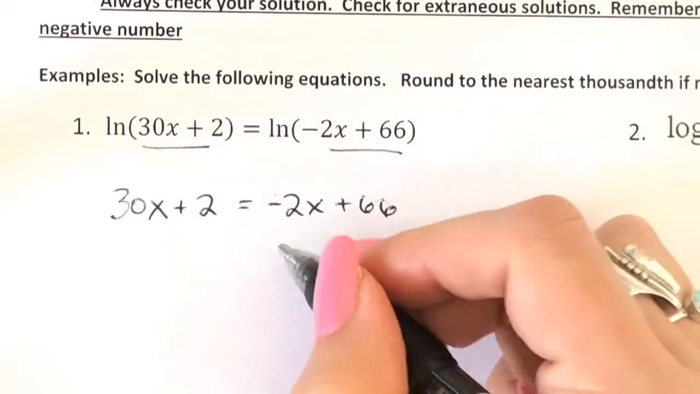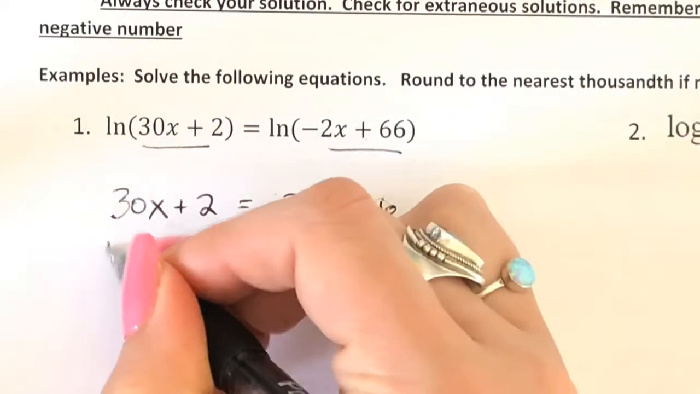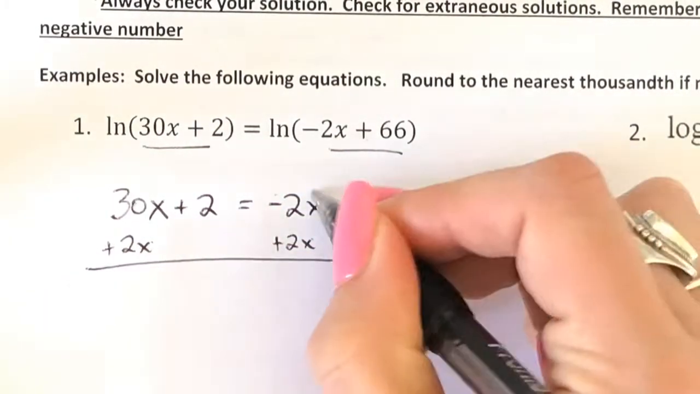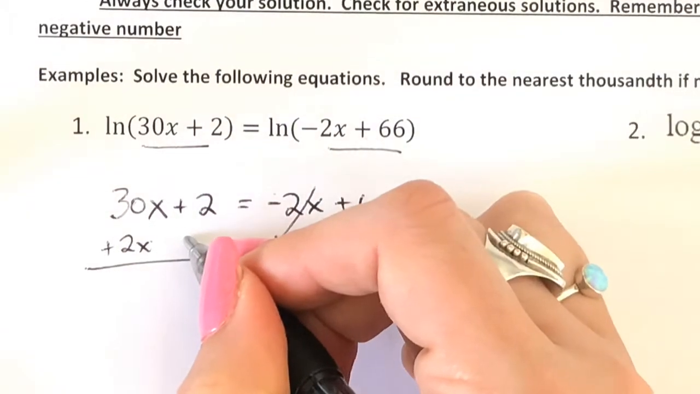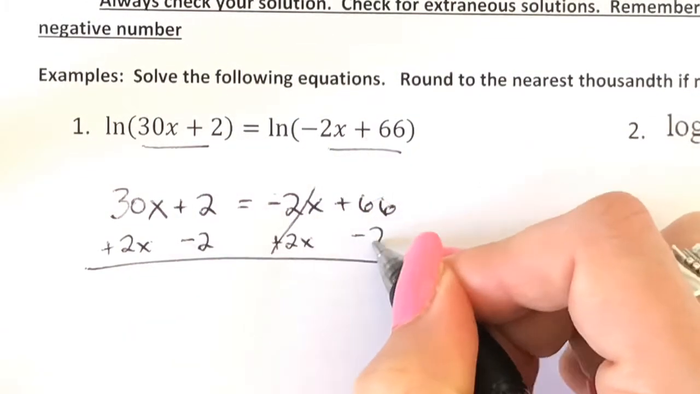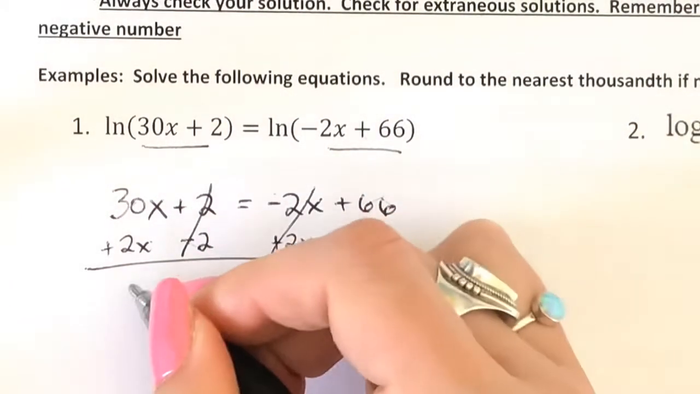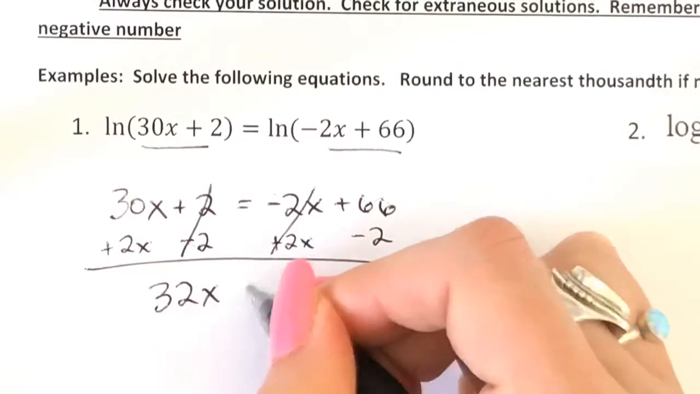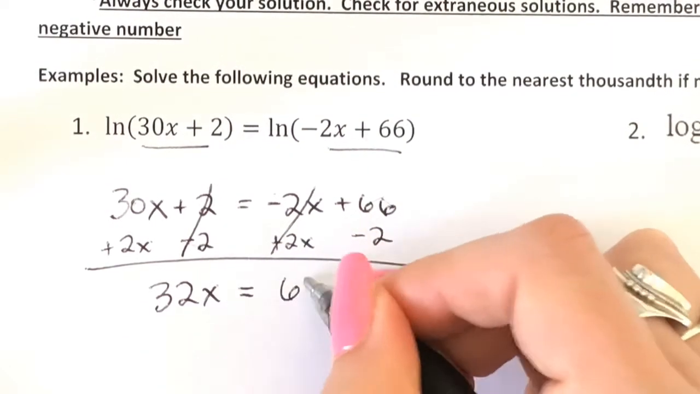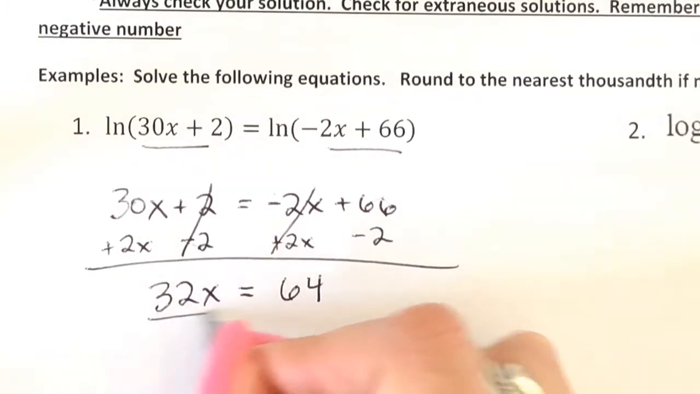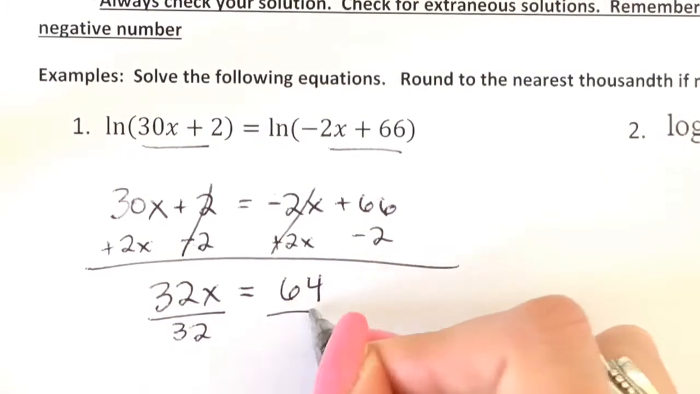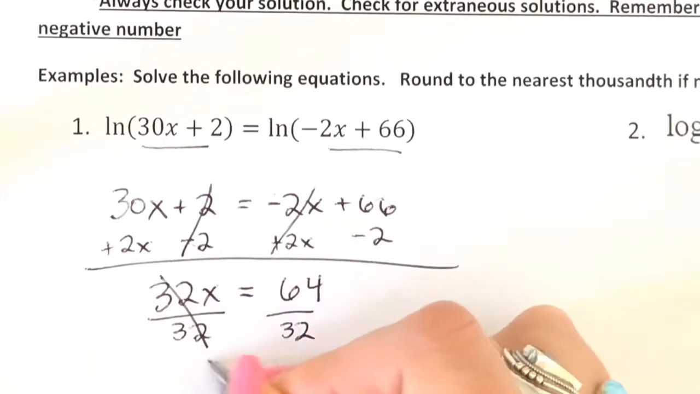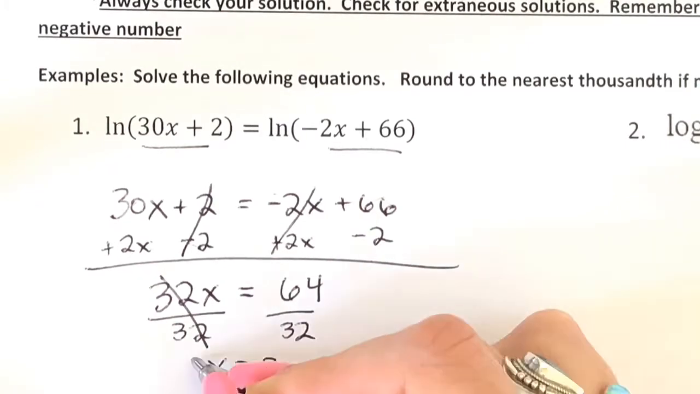So we'll get our x's onto one side. Let's add the 2x over here. And then we'll just do this all in one step. Let's minus the 2 over to this side. So those cancel, so that we get 32x is equal to 64. And then if I divide by 32, we get x is equal to 2.